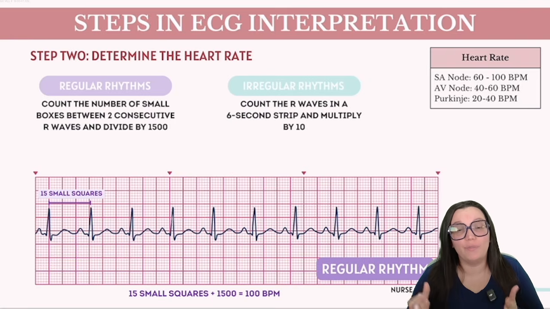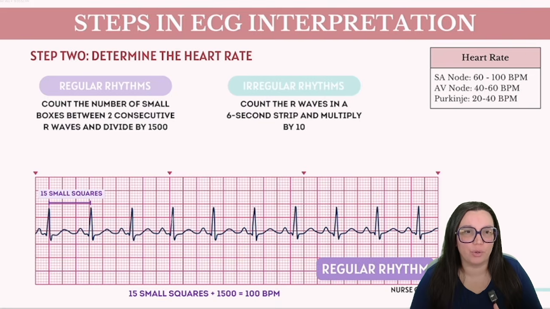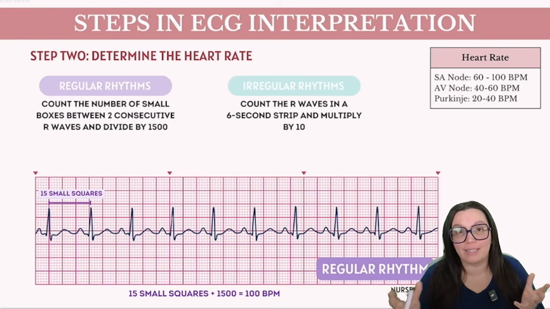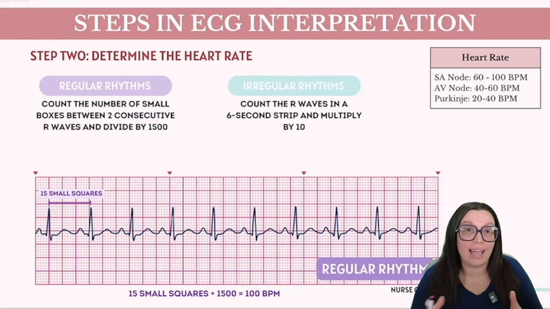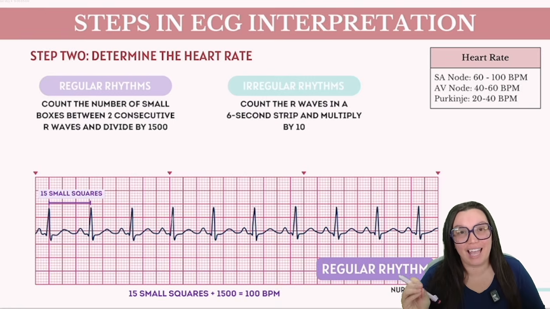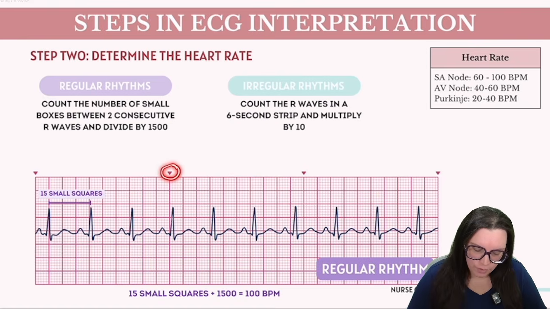So step 2 involves determining our heart rate. Before proceeding, it's crucial to make sure that we have a 6-second strip. Nursing schools, as well as sometimes when you're in the healthcare profession, you're not always given the whole strip. So it can skew your heart rate depending on how long or how short that strip is. A key way to indicate if we have a 6-second strip is to look for these little markers at the top of your ECG strip.